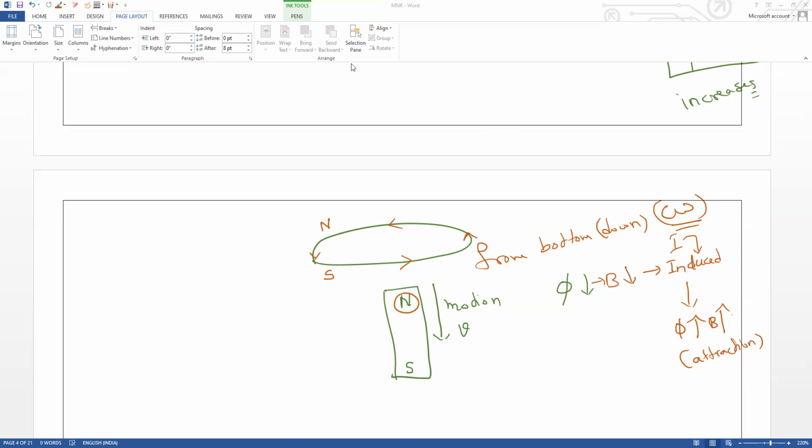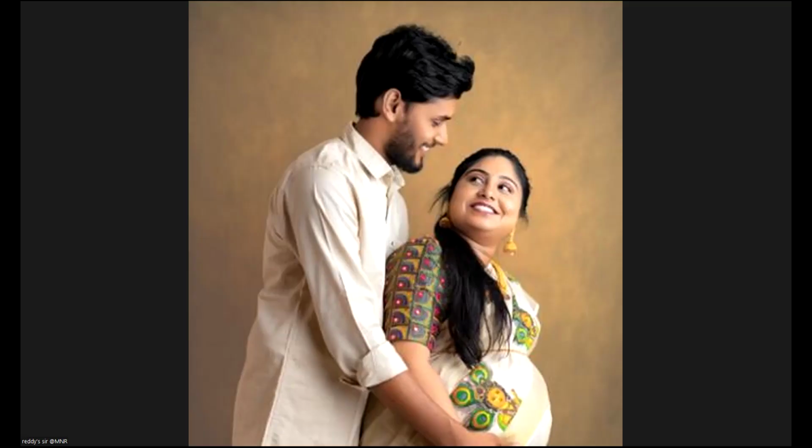Screen is not visible till now. Screen is visible only, correct? Is it not visible, anybody?